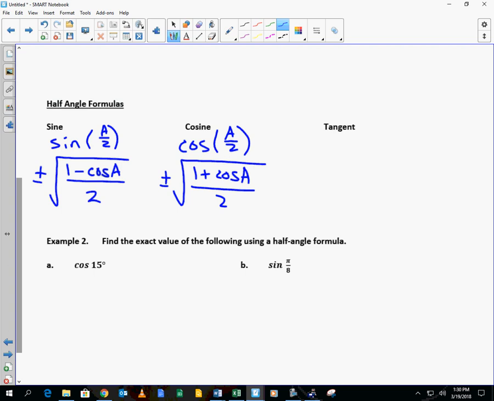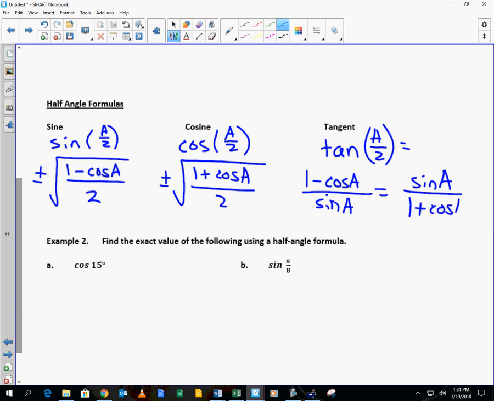And then finally, we get to tangent. Tangent of an angle divided by 2 is going to be equal to, you guys have your formula sheet out? Is it 1 minus cosine over sine? Okay, so 1 minus cosine of an angle divided by sine of the angle. Or you get a choice here as well. Or you could choose sine of an angle divided by 1 plus cosine of an angle.